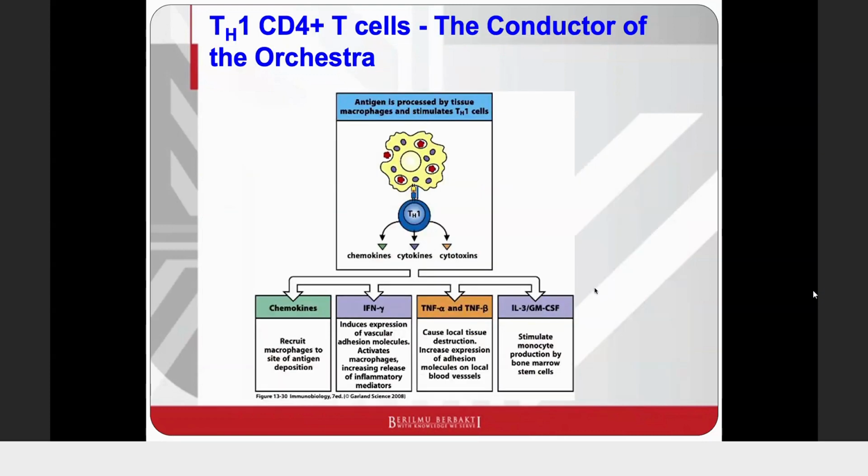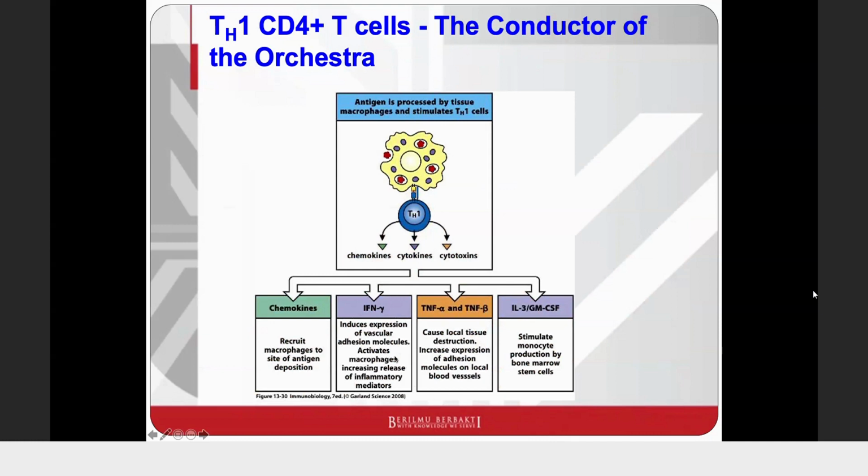So what are all those cytokines? You can see the chemokines, especially for chemotaxis, and also the pro-inflammatory cytokines like TNF-alpha and interferon gamma, which will activate macrophages and release more inflammatory mediators, and then cause local tissue destruction, right? So these are the mechanisms in summary.